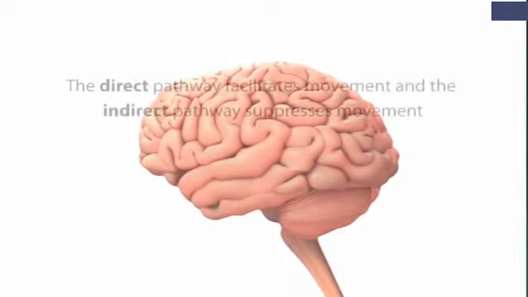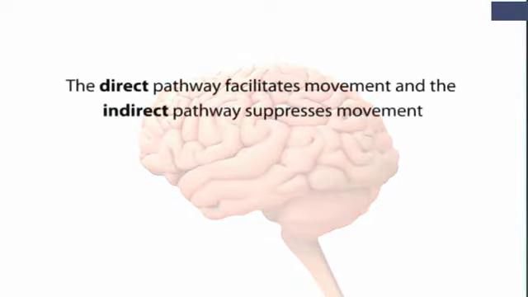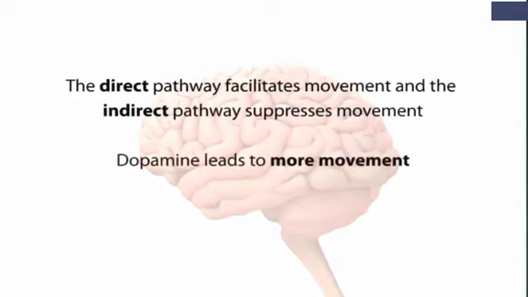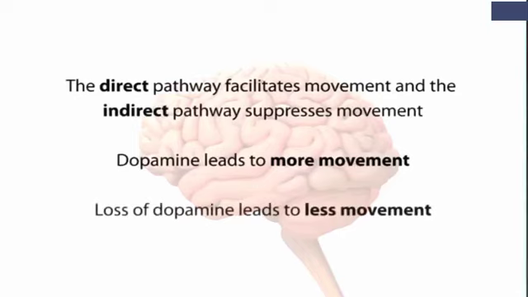There are 3 basic facts I want you to remember about the basal ganglia in relation to Parkinson's disease. First, the direct pathway facilitates movement, and the indirect pathway suppresses movement. Second, dopaminergic transmission from the substantia nigra to the neostriatum leads to more movement, regardless of whether you're looking at the direct pathway or the indirect pathway. And third, loss of dopaminergic neurons results in less movement.